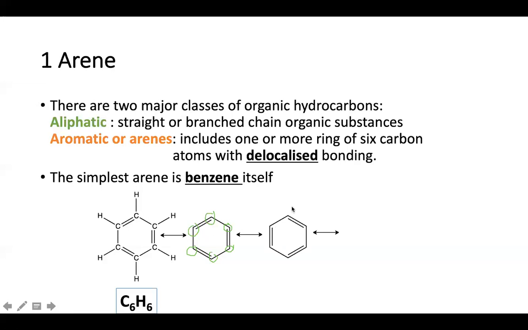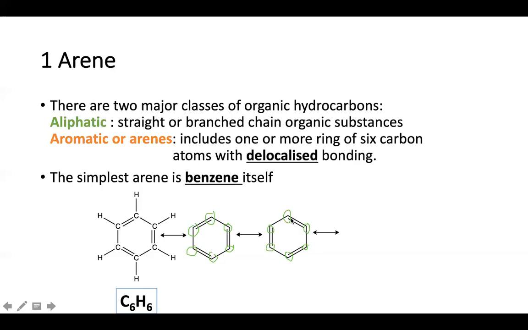It's the same. If you start your numbering here, anti-clockwise, 1, 2, 3, 4, 5, 6. Okay, 1, 2, 3. 2 and 3, there's a double bond. 4 and 5, there's a double bond. 6 and 1, there's a double bond.